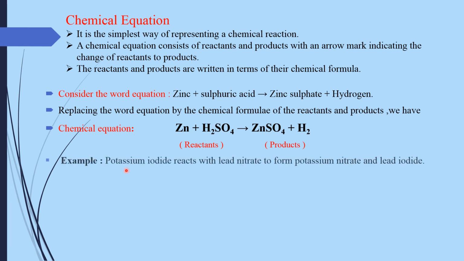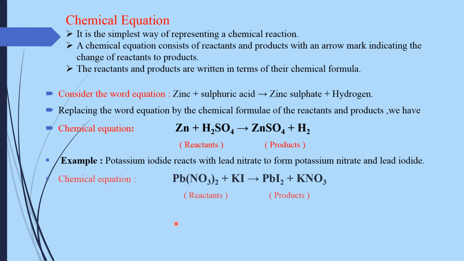Let's take another example. Potassium iodide reacts with lead nitrate to form potassium nitrate and lead iodide. The chemical equation for the above reaction can be written as Pb(NO3)2 plus KI gives PbI2 plus KNO3. That is, lead nitrate plus potassium iodide gives lead iodide plus potassium nitrate.